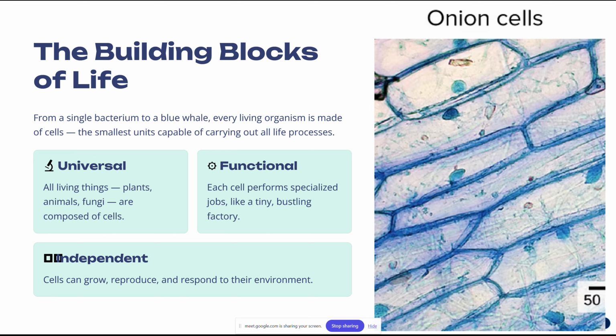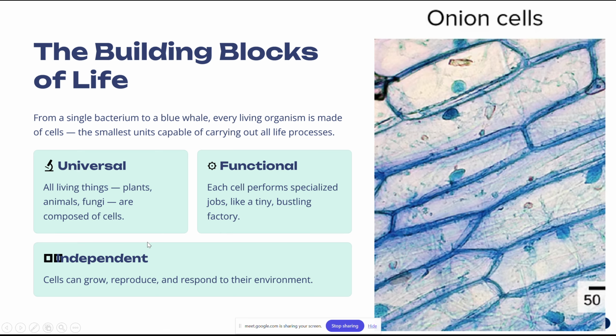The building blocks of life. From a single bacterium to a blue whale, every living organism is made of cells, which is the simplest unit capable of carrying out all life processes. A cell is universal for every living thing, as you can see in this slide. That's universal, meaning that all living things, whether plants, animals, or fungi, are all composed of what? Cells. And this cell is the functional unit, that is, each cell is able to perform specialized jobs. You understand what I'm trying to say?